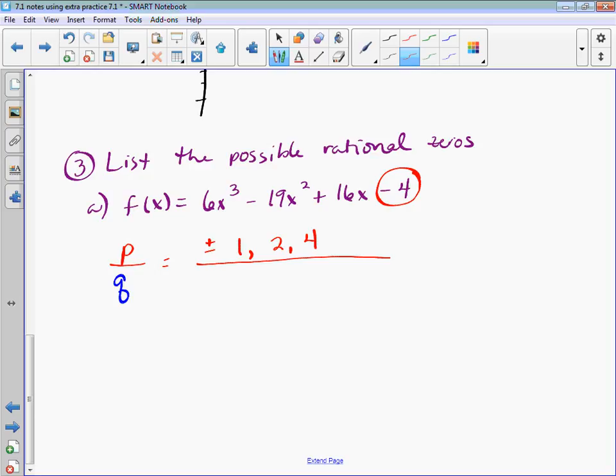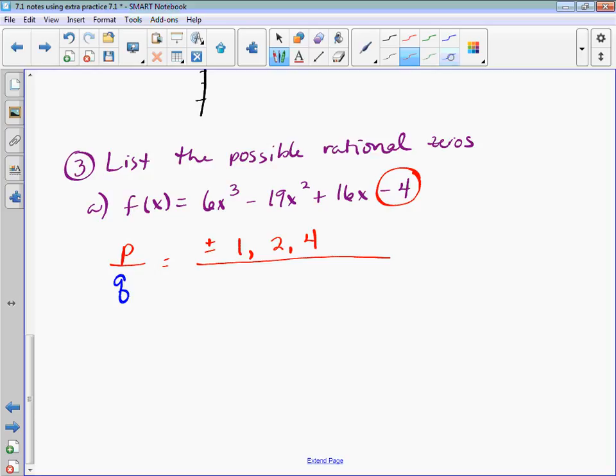You okay with that? Hannah, you do not look okay with that. The plus or minus or the 1, 2, and 4? Or all of it? So P is your constant. Well, the way you multiply to get 4 is 1 times 4 or 2 times 2. All the factors, yeah. Okay?